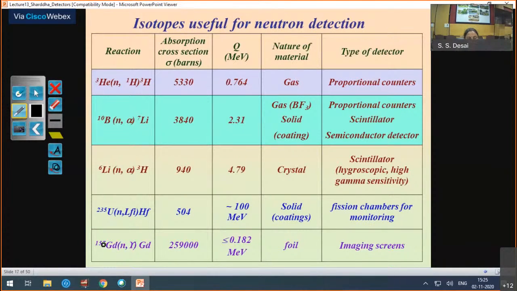Here gadolinium-157, this isotope has a very high cross section, so we may think, why not use this? But you can just go through the secondary continuum beta output, which has a continuum up to 182 keV. So here gamma discrimination is not possible and this Q energy is quite low. So this can be used only for imaging screens and coils. Here we will concentrate more on only helium-3 and boron-10 reactions.